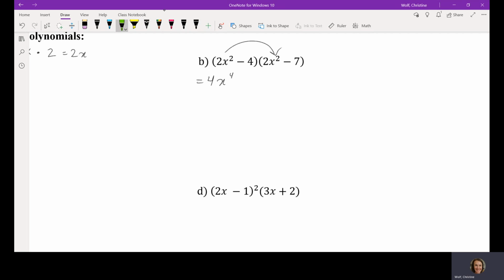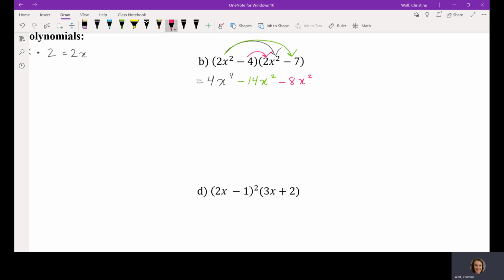Now I'm going to take that 2x squared and multiply it to the other term, the negative 7. So 2 times negative 7 is negative 14. And then there was no x's on that 7 to add it with, so it will just stay x squared. So I'm done with that term, and now I restart with the negative 4. So negative 4 times 2, that gives me negative 8. And then again, there's nothing to add with that x squared, so it stays x squared.